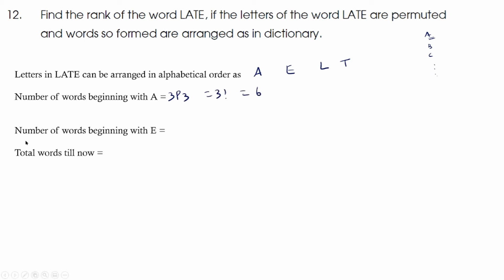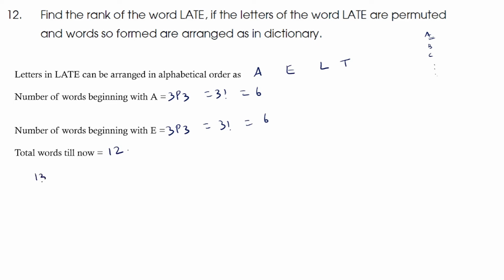Then the number of words beginning with E. Here the first position is fixed, it is E. So the number of words beginning with E will again be 3P3, which is 3 factorial, which is 6. So the words beginning with A and E are over. Till now we have 12 words. Total words till now is 12.